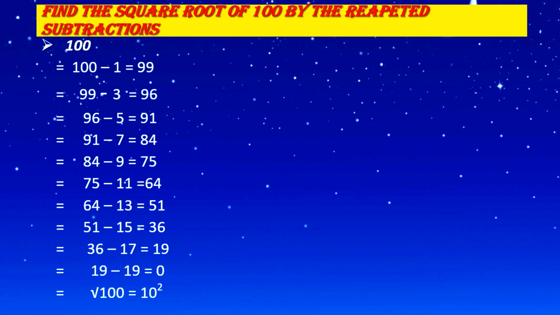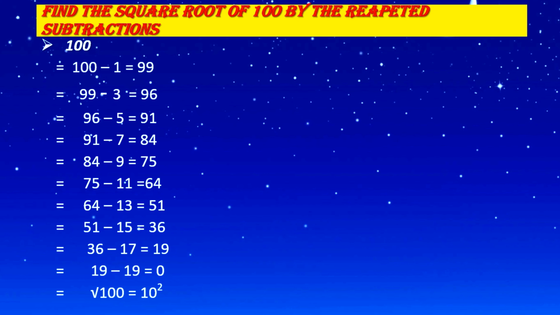91 minus 7 is 84. 84 minus 9 is 75. 75 minus 11 is 64. 64 minus 13 is 51. 51 minus 15 is 36. 36 minus 17 is 19. 19 minus 19 is 0.